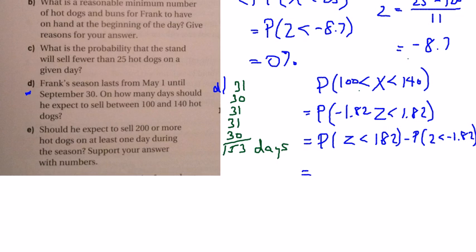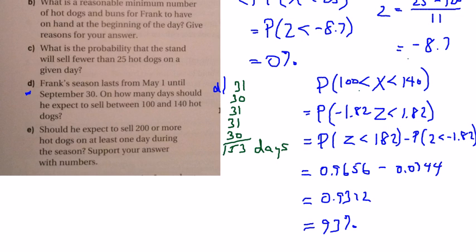And so the first probability, the big one, is 96%. According to the table, it's 0.9656. And I want to subtract from that the probability, the smaller one, which is 0.0344. If I take away 3% from 96%, then basically we get 93%, but it's 0.9312 or 93%. So there's a 93% chance that he would sell between 100 and 140 hot dogs, but that's not what the question asks, so we should go back and have a look at it.